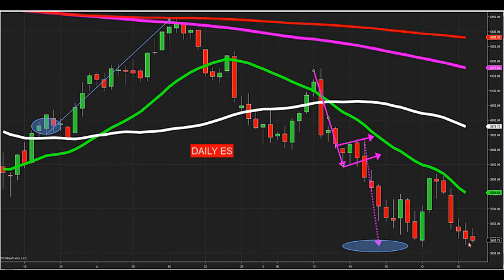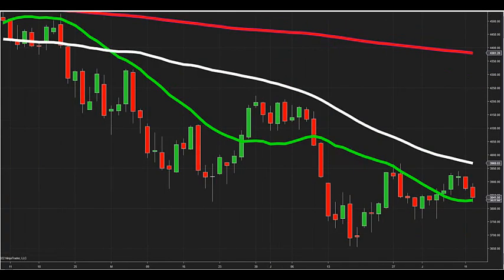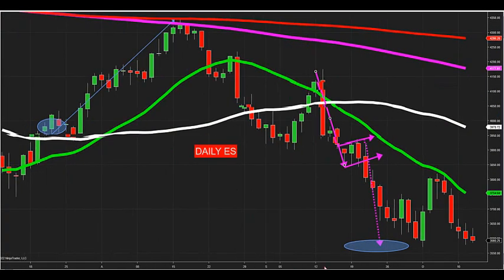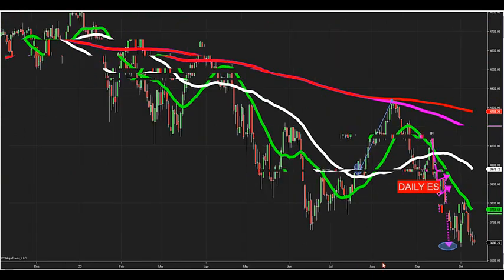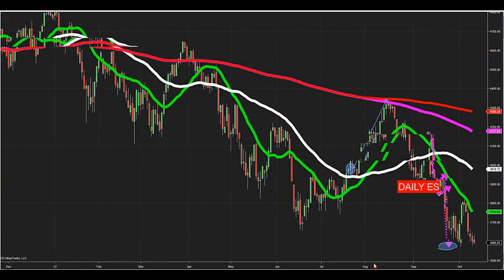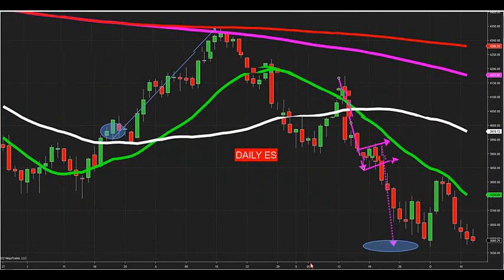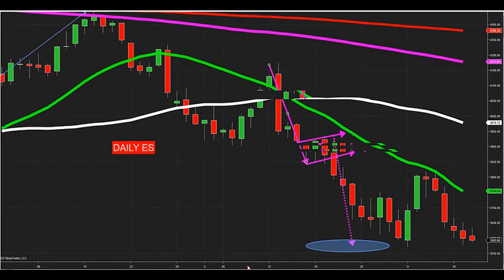So right now it's trying to form a double bottom. If we break this low, then I'm looking for 3350 in the ES, which is not unheard of, because once we hit 4300, we knew the market would be in trouble. We've been in a bear ever since then. Actually, we've been in a bear all the way back, if you look at it, since December of '21.